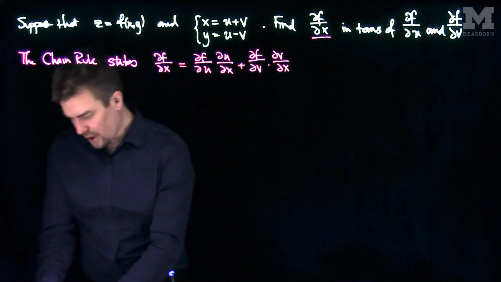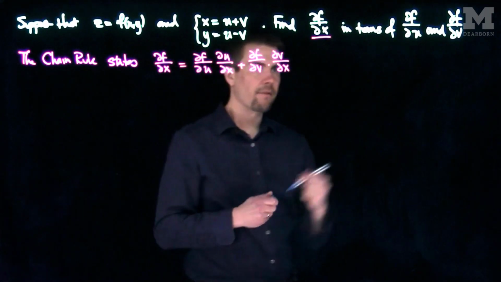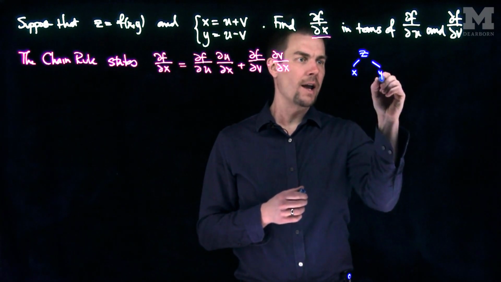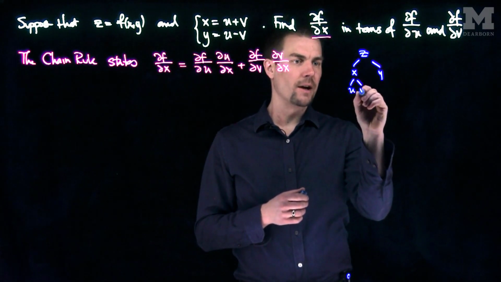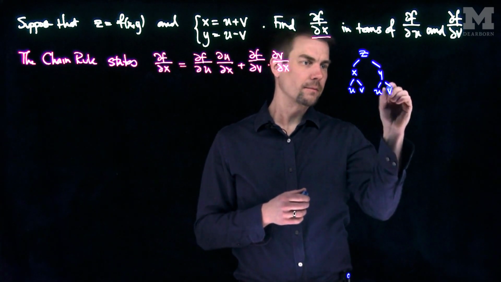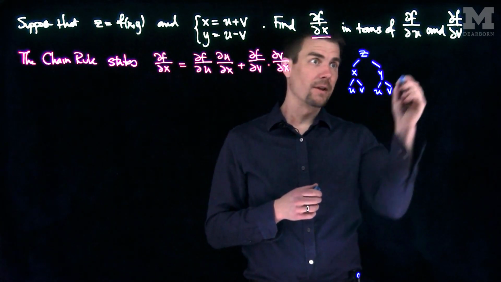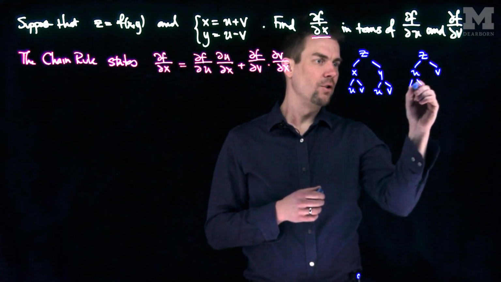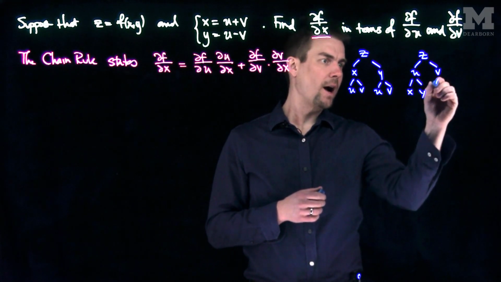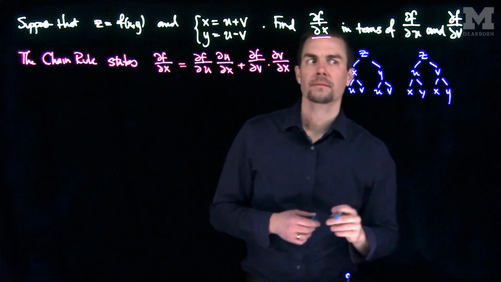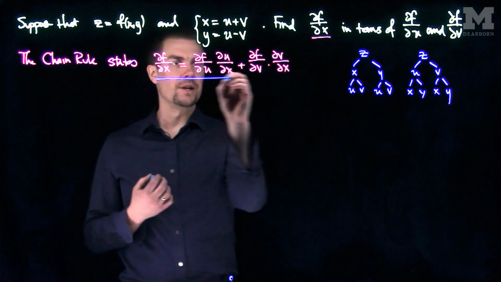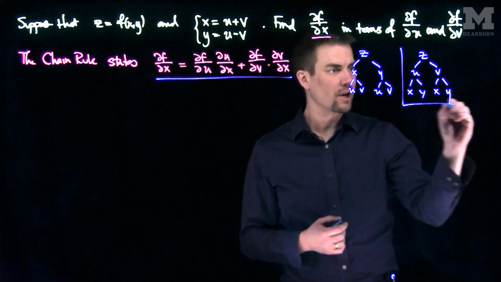And let's draw out our tree configuration. We have two different trees we can look at. We have z, which depends on x and y, and x and y depend on u and v. But we can equally well think of this as z depends on u and v, which depend on x and y. So either of these tree structures work. The tree structure that we're using here is this tree structure.